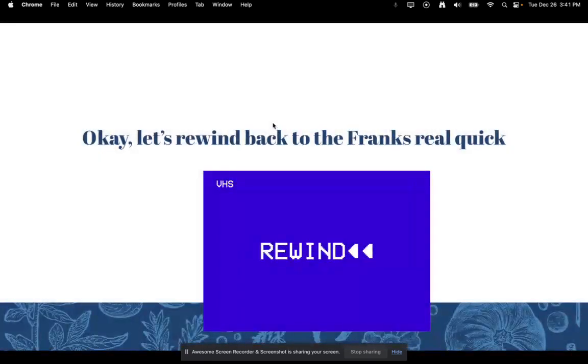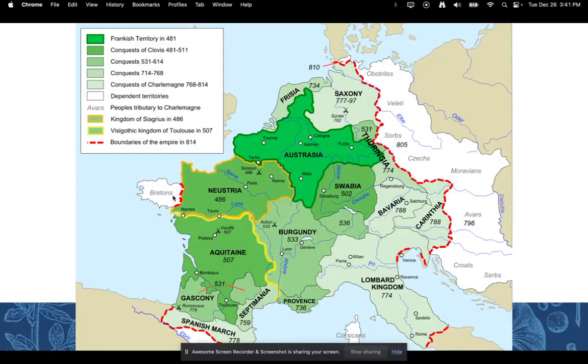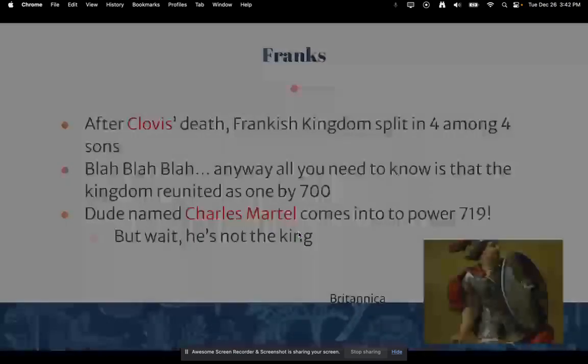All right, let's rewind to the Franks real quick. I was not done quite talking about them. King Clovis, remember, is the guy who united all the Germanic tribes to be the Franks. He died in 511. By then, the Franks had the largest kingdom in Europe, and they were also BFFs with the Catholic Church. Here's a map showing everything in green, the big extent of the Frankish kingdom.